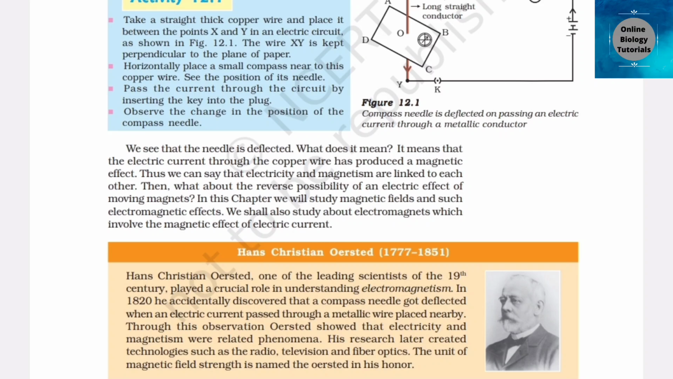Hans Christian Ørsted, 1777 to 1851. Hans Christian Ørsted, one of the leading scientists of the 19th century, played a crucial role in understanding electromagnetism. In 1820 he accidentally discovered that a compass needle got deflected when an electric current passed through a metallic wire placed nearby. Through this observation Ørsted showed that electricity and magnetism were related phenomena. His research later created technologies such as the radio, television and fiber optics. The unit of magnetic field strength is named the Ørsted in his honor.